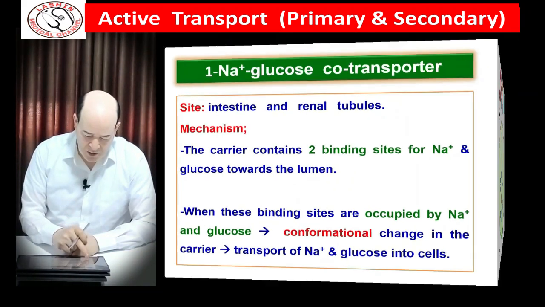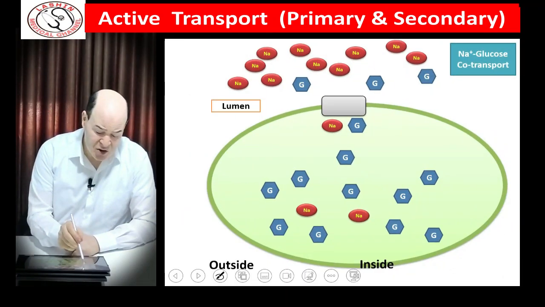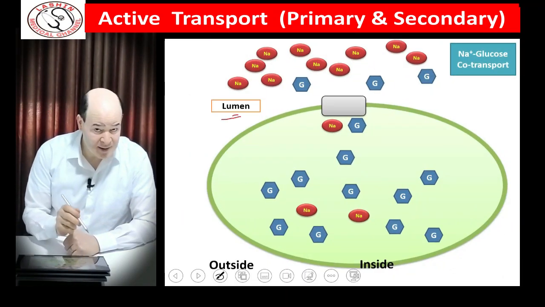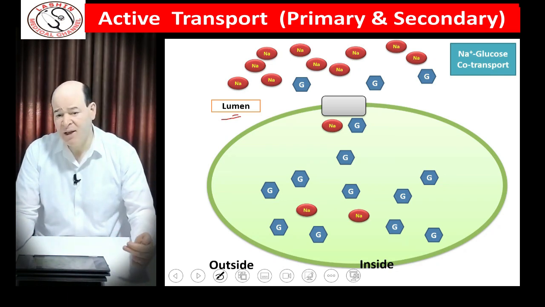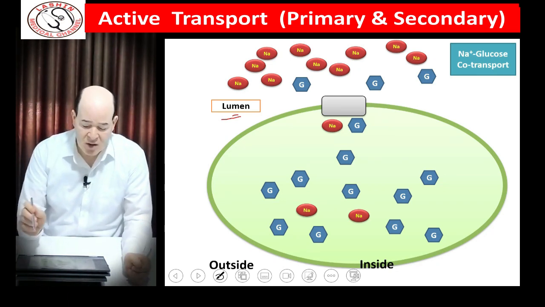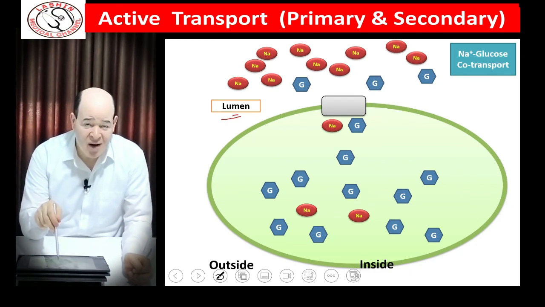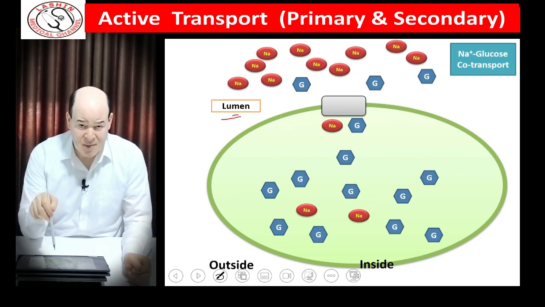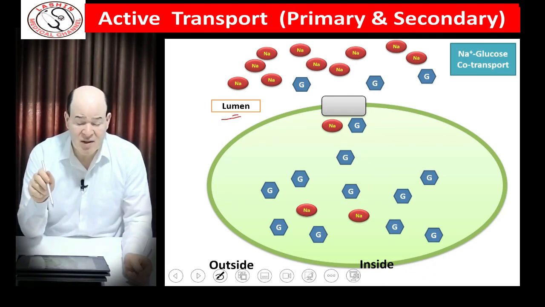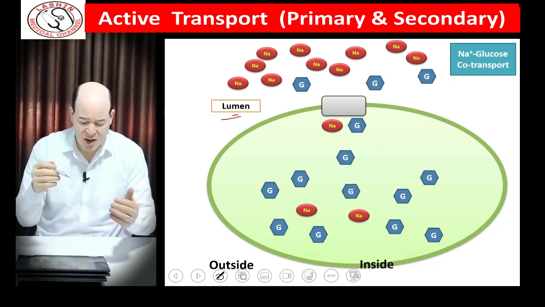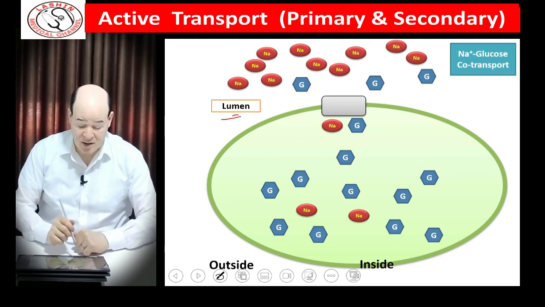So what about the mechanism? This is the lumen, which may be the lumen of the intestine or the lumen of the kidney. You can note well that the concentration of sodium outside is high and inside is low. The other substance which needs to be transmitted, the glucose, inside the lumen its concentration is low. However, its concentration inside the cell is high, and we need to transmit the glucose from outside where its concentration is low to the inside where its concentration is high. Then it completes its path to the inside of the body.